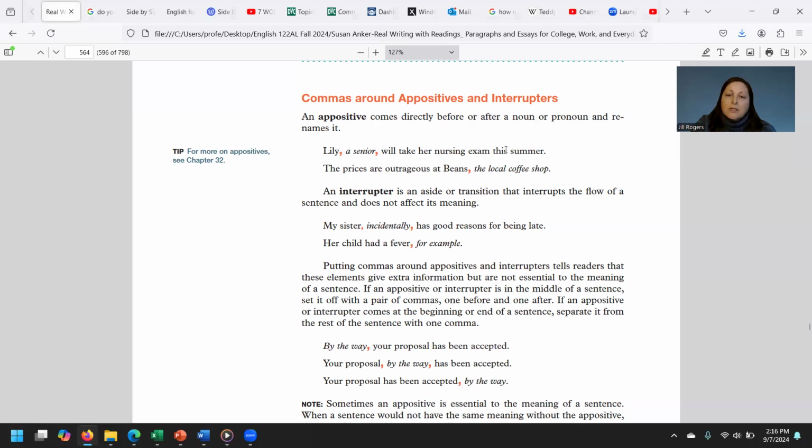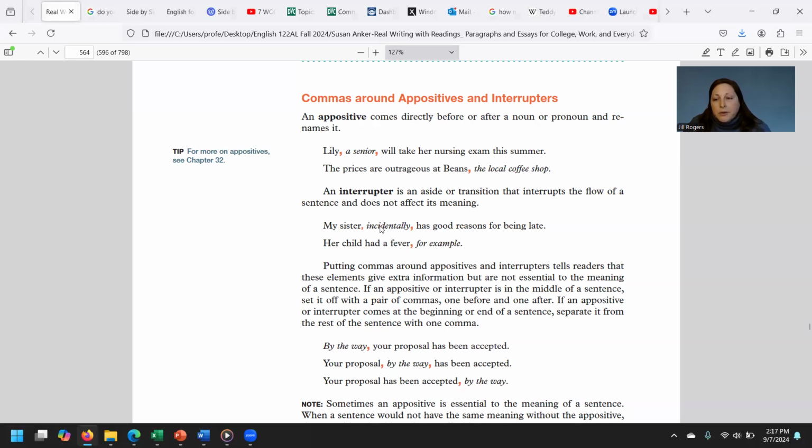Okay, so here's another one. Another thing is that it can be at the end of the sentence as well, but instead of a comma, it's a period. So the prices are outrageous at Beans. What's Beans? The local coffee shop. You see that? Because this information, this appositive noun phrase, is explaining Beans. It's a proper name too, because it's the name of the coffee shop. So that's what appositives are. They're noun phrases that describe the noun, and it's usually after, right? If the sentence ends, put a period. If the sentence doesn't end, put two commas around it.